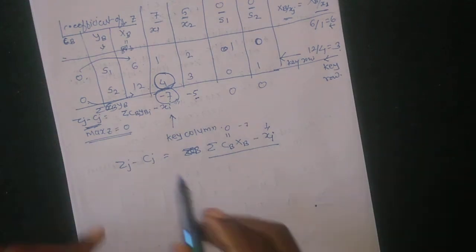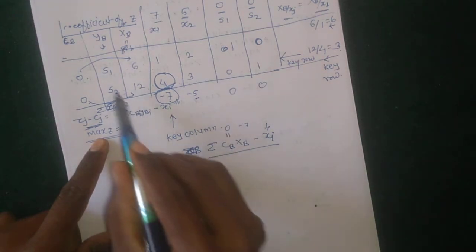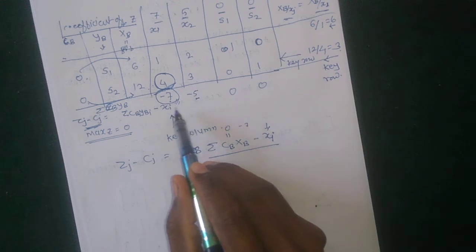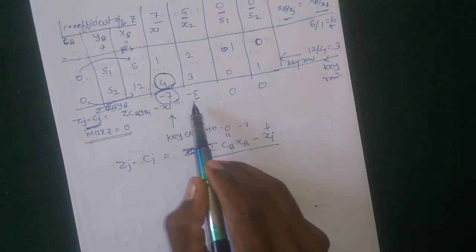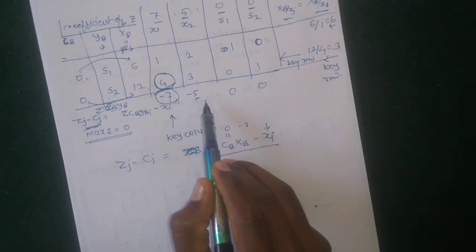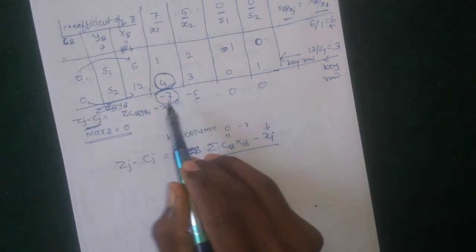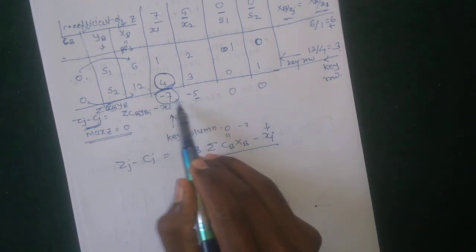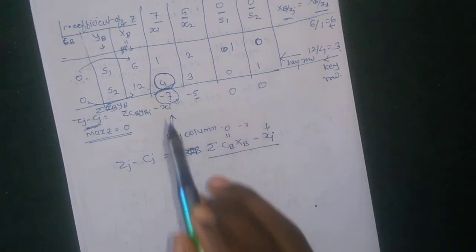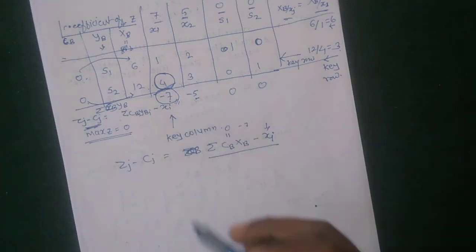Now to find the leading element or leading coefficient: if all Zj minus Cj are greater than or equal to 0, then this is the solution. But here Zj minus Cj are negative. At least two Zj minus Cj are negative, so using this process again, it is repeated.